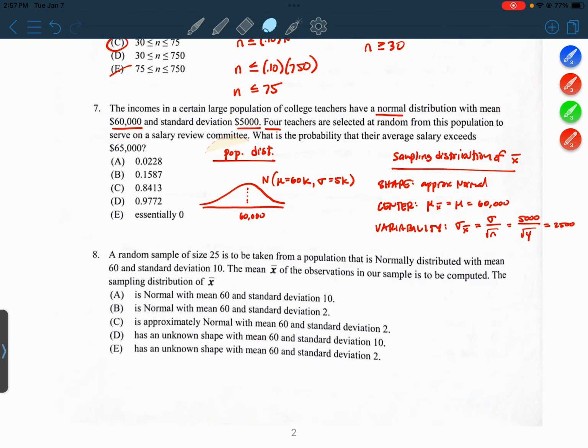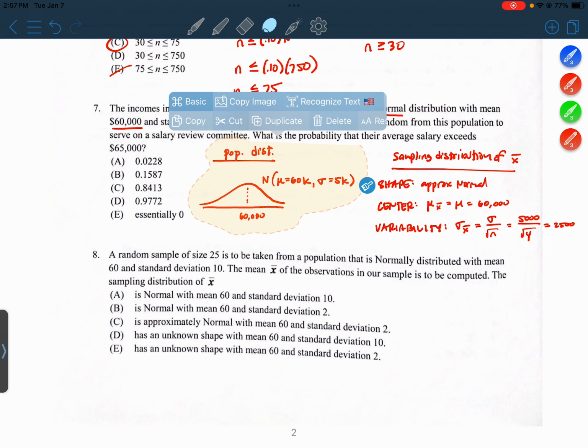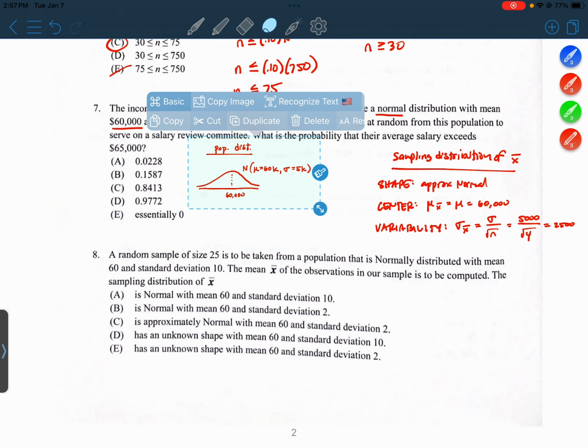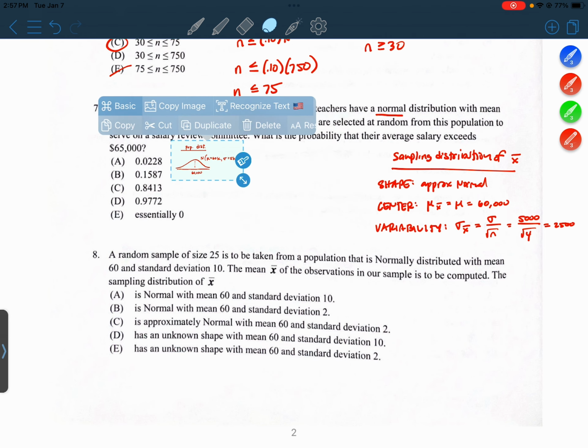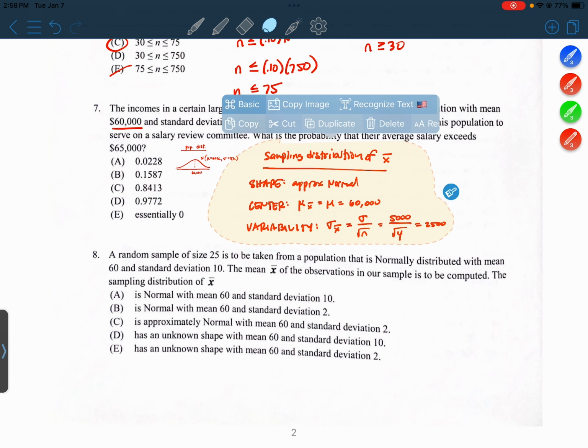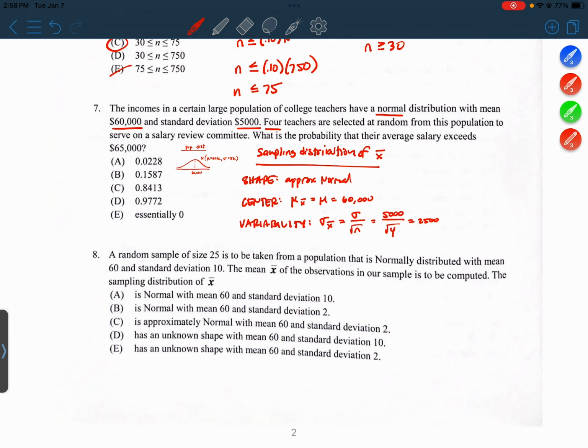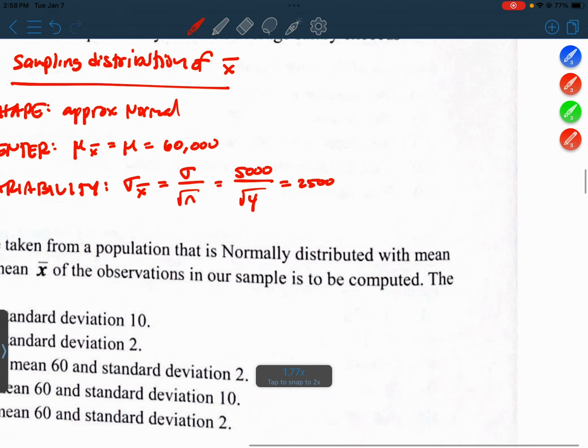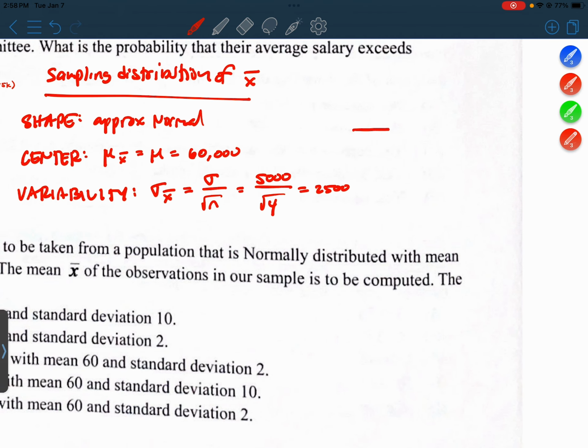I don't really need the population distribution right now, so let me shrink that and move it out of the way, and let's move that work over here. Let's make a sketch of our sampling distribution. The shape's approximately normal, so draw yourself a bell curve, label it N for normal, the mean is 60,000, and the standard deviation is 2,500.